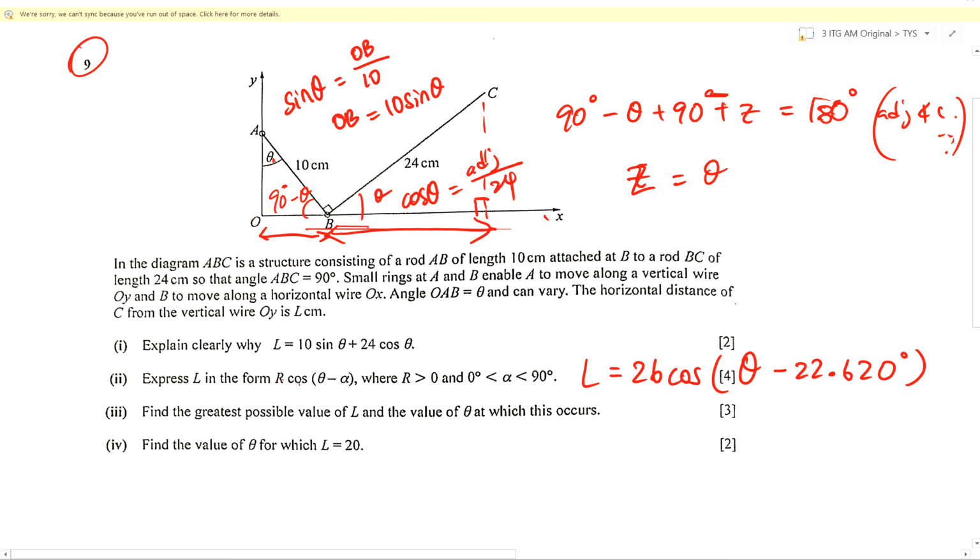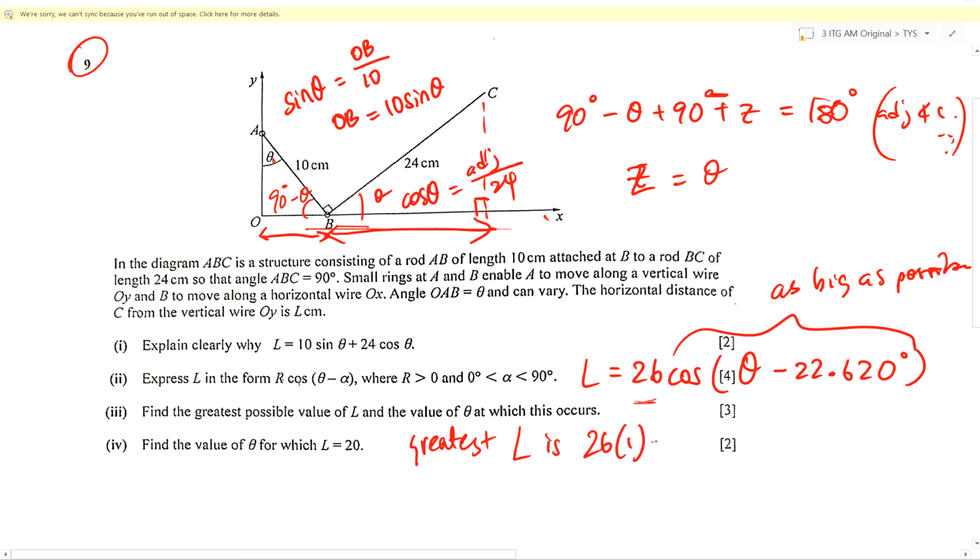Part 3. To find the greatest possible value of L. We see that it is dependent on the coefficient of the cosine. It is 26 times something. But that's a constant. Our variable is theta. As theta changes, theta minus 22.62 changes. As the angle changes, cosine of the value changes. But I want the greatest possible value of L, so I want this to be as big as possible. And we know that the greatest possible value of cosine is actually 1. So the greatest L is 26 times 1, which is 26.